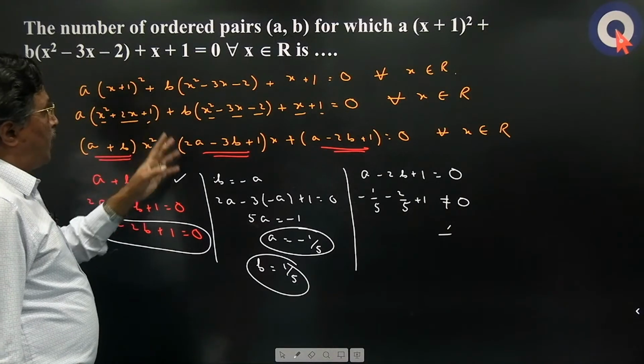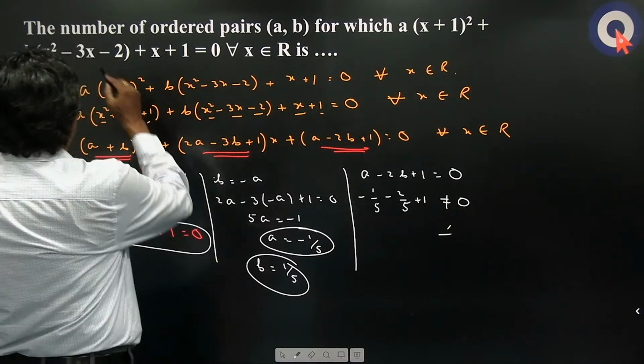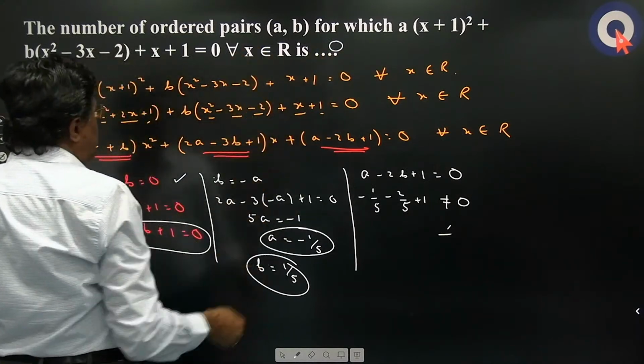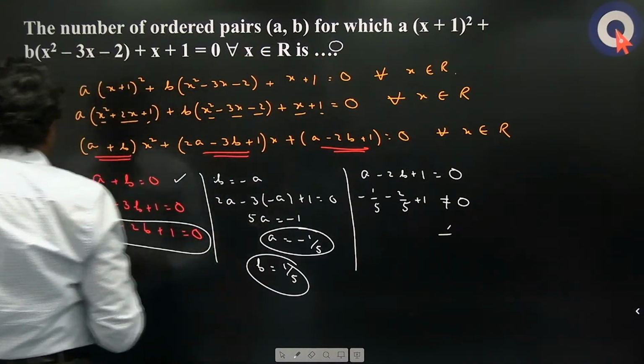So there are no ordered pairs. No ordered pairs means the answer that you have to tell is 0. Now how many ordered pairs? 0 ordered pairs. It's not possible. Hope it is understood.